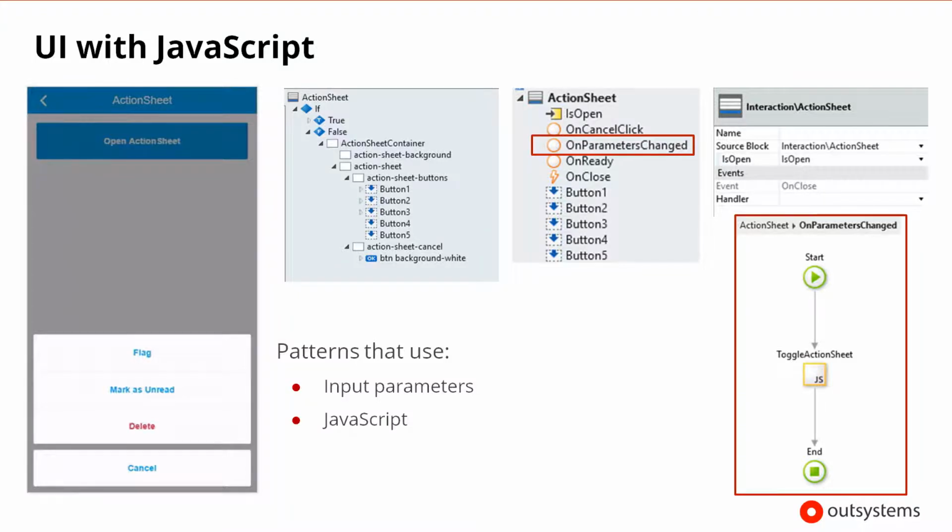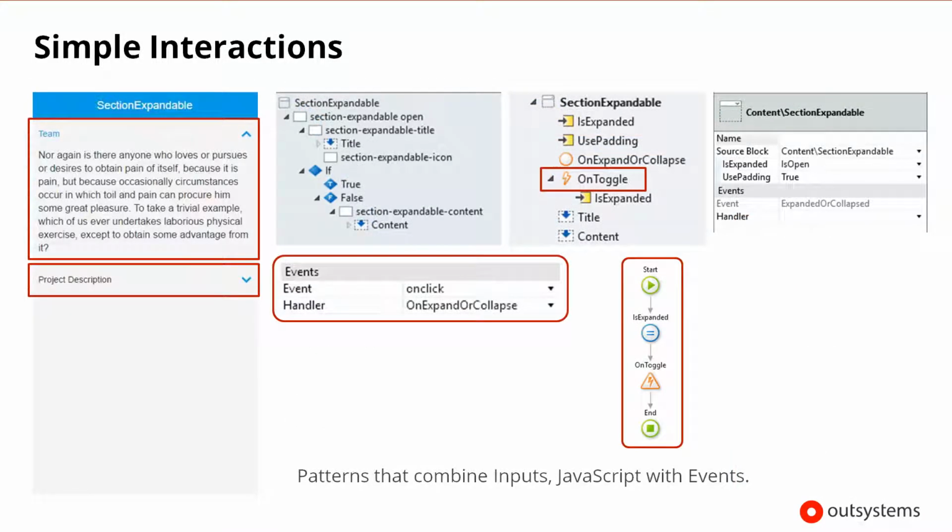isOpen input parameter. Here's an example of a simple interaction where events are used. The section expandable pattern from the SilkUI patterns triggers the onToggle event whenever the content is expanded or collapsed. So whenever the title area is clicked, the content expands or collapses and the event is triggered. The input parameter isExpanded is used to control whether the content will be shown or hidden.